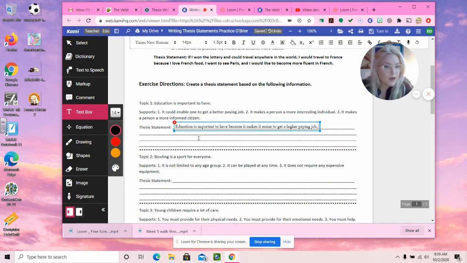Okay. And I put a comma because I'm moving on to the next one. Remember, thesis statements are one sentence. So that's your goal, to get it into one sentence. You're going to need to use commas. Okay. So, it makes it easier to get a higher paying job.